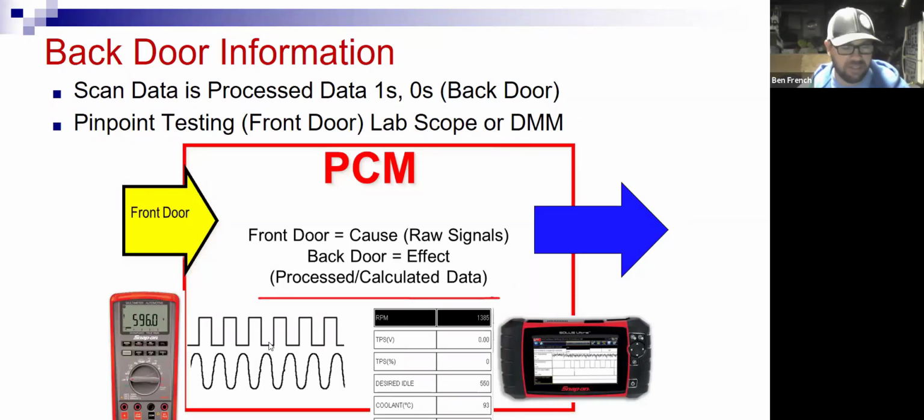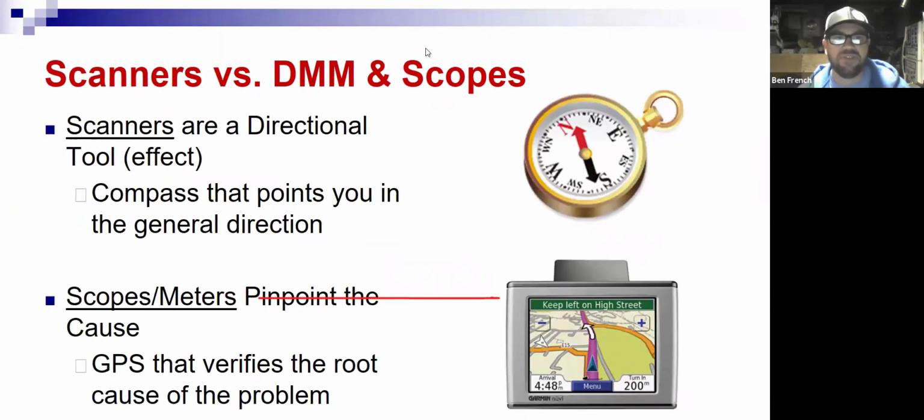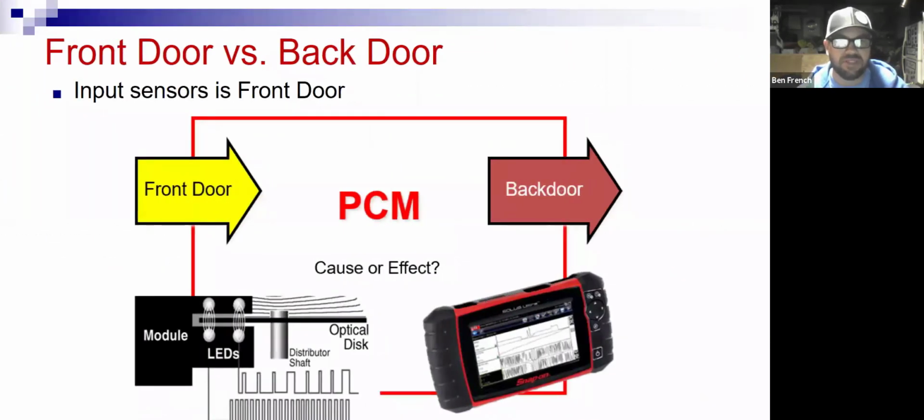All right. So that was all really review stuff. Last bit of review, we like to say that our scanner is like our directional tool. It's a compass. It gets us going the right direction. More often than not, we're going to need a multimeter or an oscilloscope to pinpoint that exact cause of the problem. Okay, so front door input sensors or front door information.